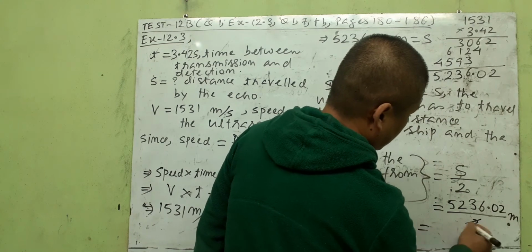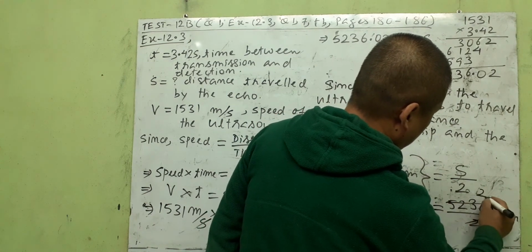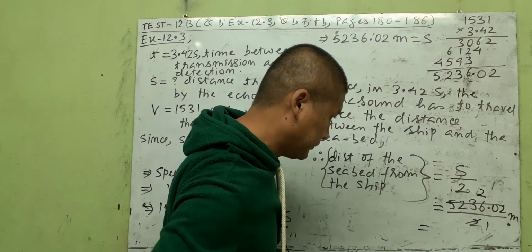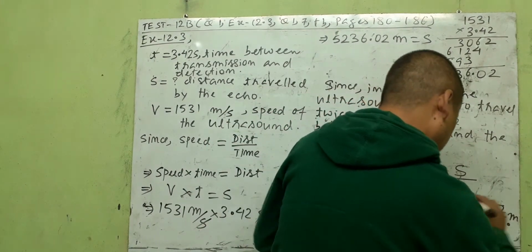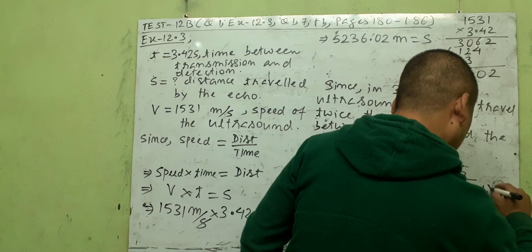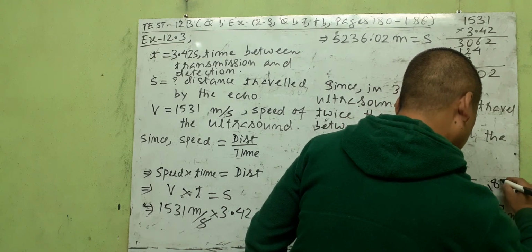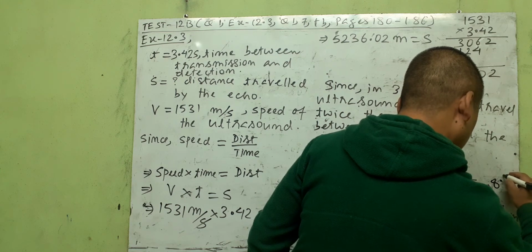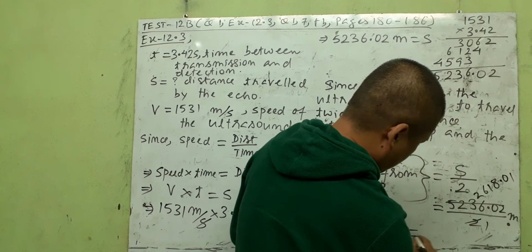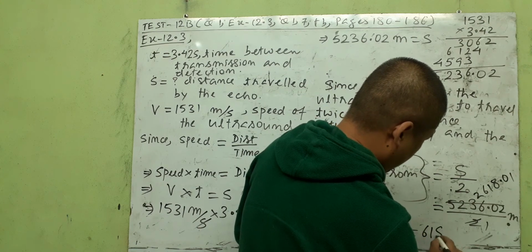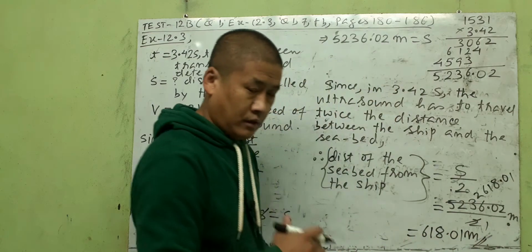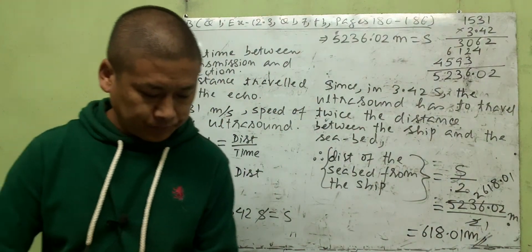So one cancellation, 2 ones are 2, 2s are 4. Okay, so 2 2s are 4, 2 6s are 12, 1s are 2, 2 8s are 16, 2 zeros are 2. So the answer would come out as 2618.01 meter, the actual distance between the seabed and the ship.